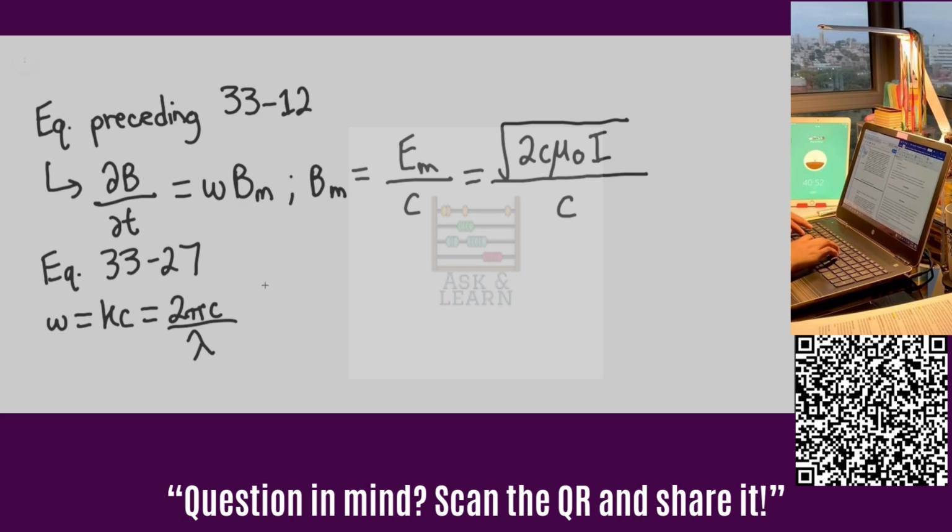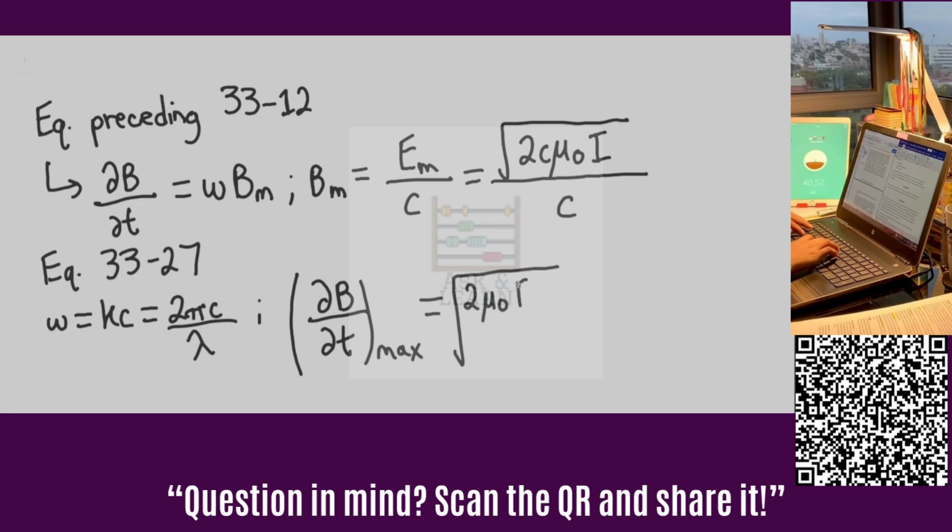So essentially substituting this all together, we find that the maximum change in the magnetic field with respect to time would be equal to the square root of 2 times mu naught multiplied by the power divided by 4 pi c. And then this would be multiplied by 2 pi c divided by lambda r.